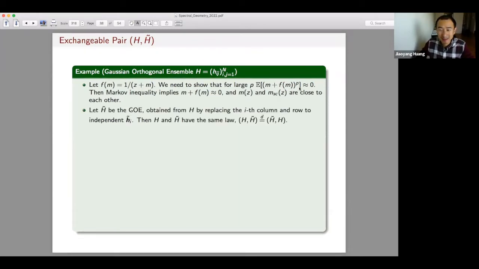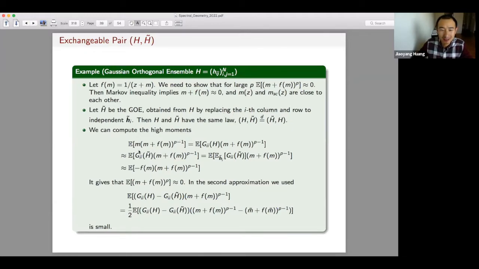To show this high moment is small, we need to introduce another Gaussian orthogonal matrix, to build an exchangeable pair. This H tilde is obtained from H by replacing the ith row and ith column by independent copies, the bold h tilde_i. Then we have these two random Gaussian matrices, H and H tilde. They have the same law, as they form an exchangeable pair. The only differences are on the ith row and ith column. Then we can start to compute this high moment. Because of the permutation invariance of the matrix, we can replace m by only one diagonal entry G_ii. And then next, we want to replace the Green's function of H by the Green's function of H tilde.